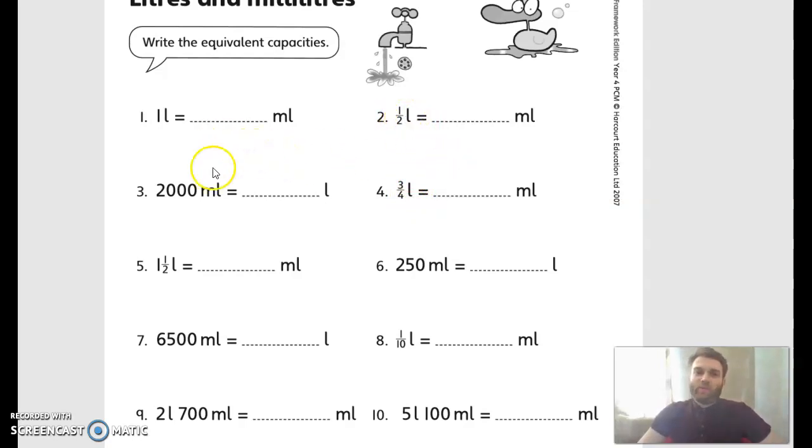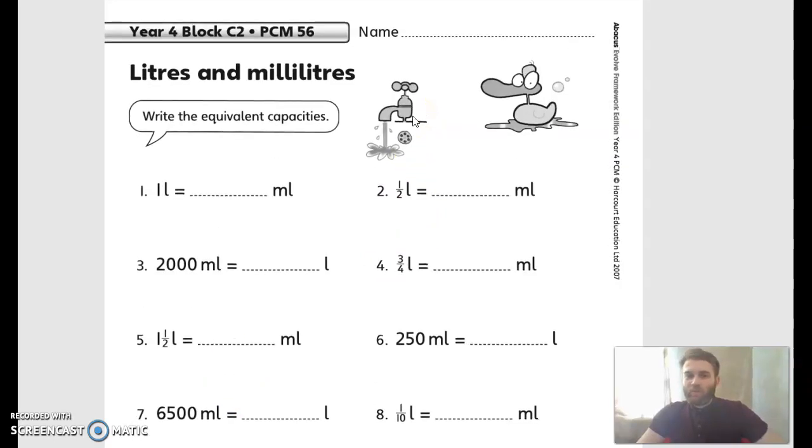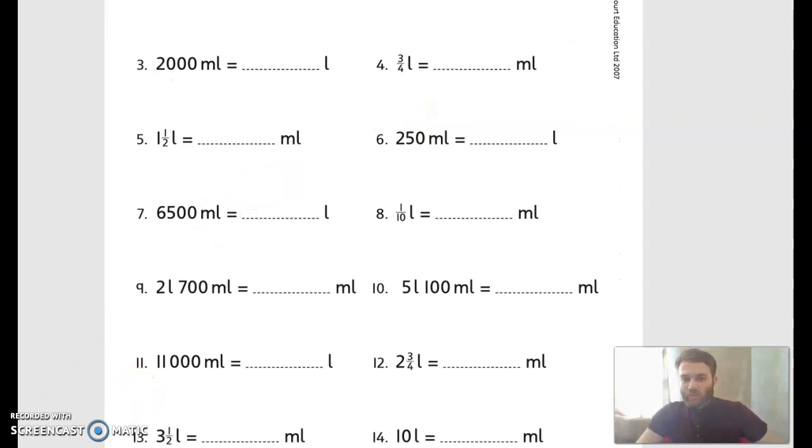So you can start by doing the ones with the numbers. If you can do the ones with the fractions, that's great, do it. But if you can't, don't worry, we're going to help you with those a little later. So do your best and we'll speak about that soon.